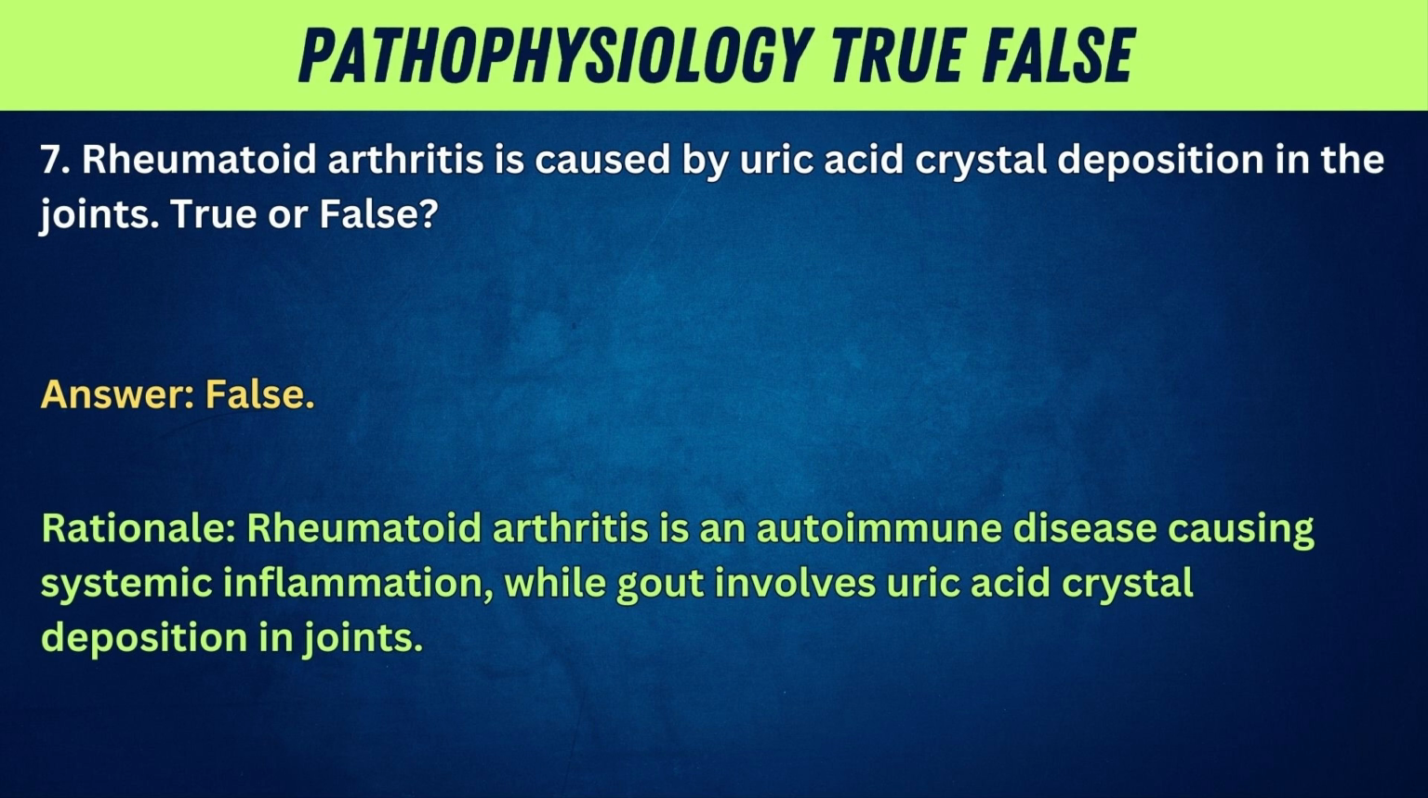7. Rheumatoid arthritis is caused by uric acid crystal deposition in the joints. True or false? Answer: false. Rationale: rheumatoid arthritis is an autoimmune disease causing systemic inflammation, while gout involves uric acid crystal deposition in joints.